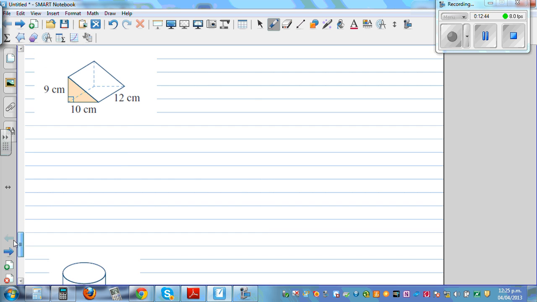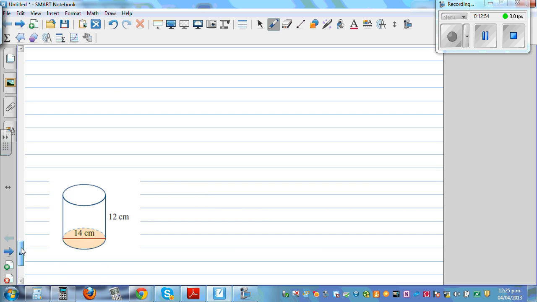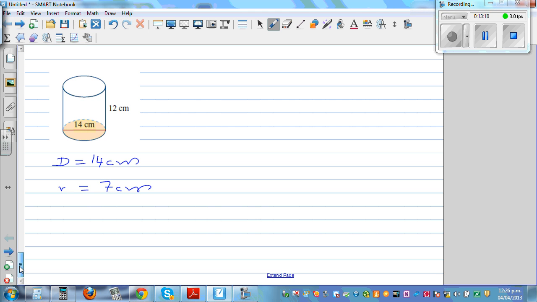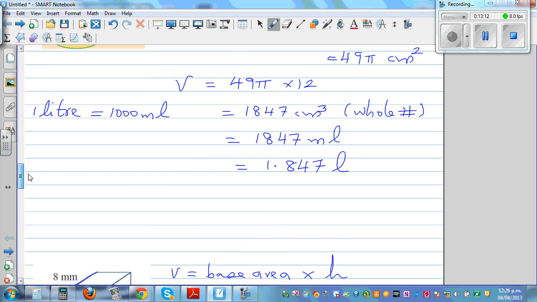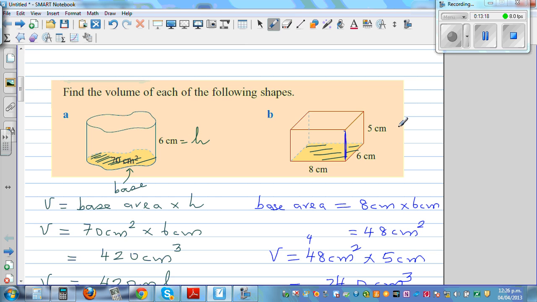So these are two examples. Look at this example. Try to find, this is your base, which is triangular. So find the area of this triangle, times it by height. And this is again, the base is circular. Here your diameter is 14 centimeters. So how much would be your radius? Radius is 7 centimeters. So try to do these two questions yourself, and then you can make up your own questions. Try to change this area and try to work it out.